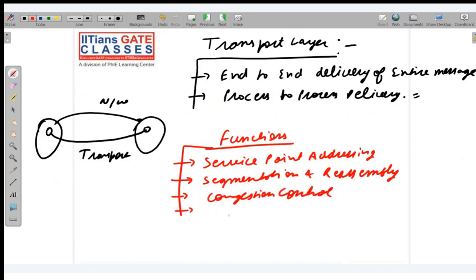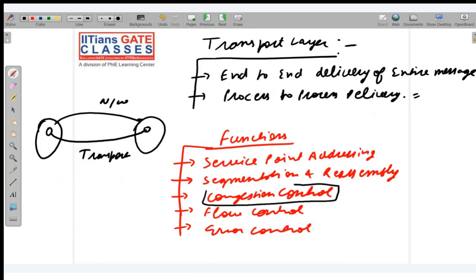Okay, next is flow control. And the last is error control. So these are the five functions which are done by transport layer. So I think you already remember congestion control. I have told you this function in network layer, but this is done by transport layer also.